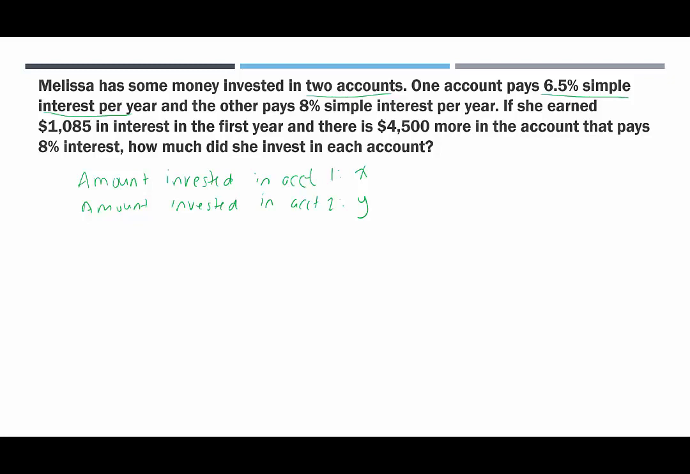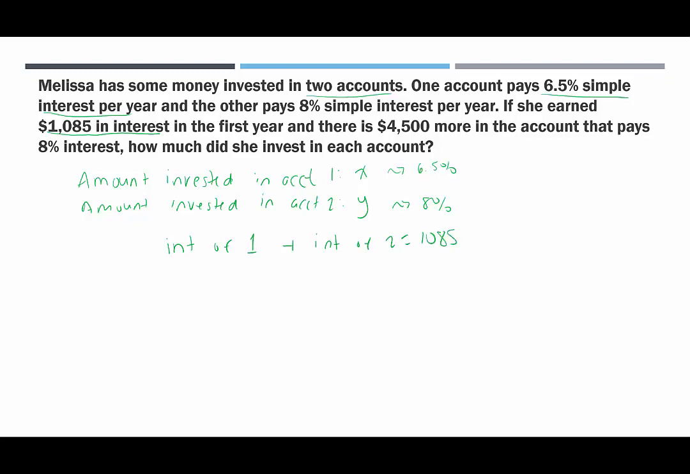Okay, we know that one account pays 6.5% simple interest per year. So we'll call this one the one that earns 6.5% interest per year, and that means this one will be the one that earns 8% interest per year. Now here's what we're told. She earns this much in interest. So we know that the interest of account 1 plus the interest of account 2 is equal to $1,085.